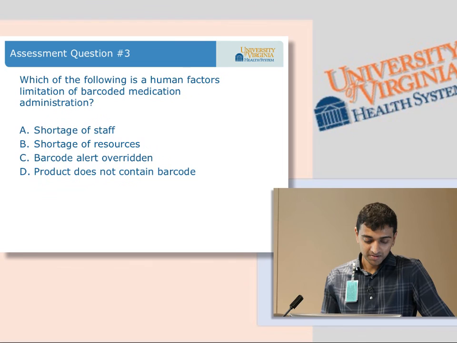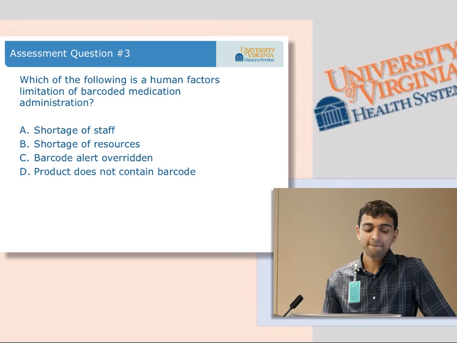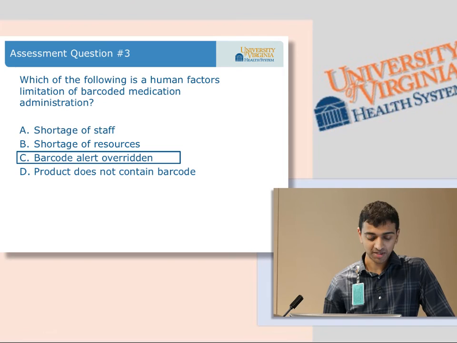And assessment three: which of the following is a human factors limitation of barcoded medication administration? Yep, so that's something that we can control, but we just have the choice to override it. The rest of them are really system factors.